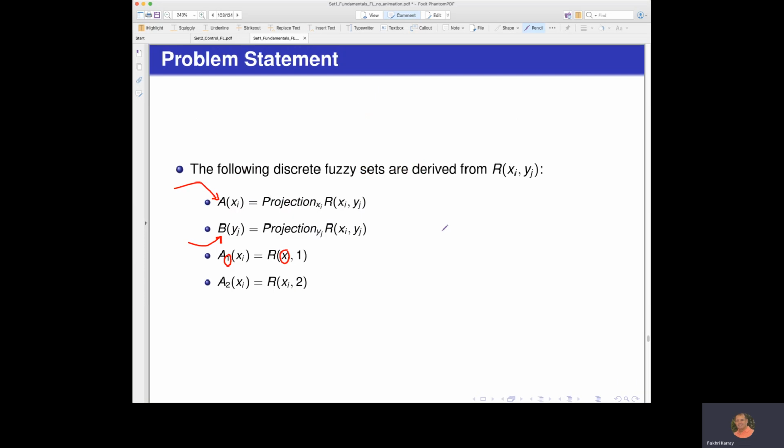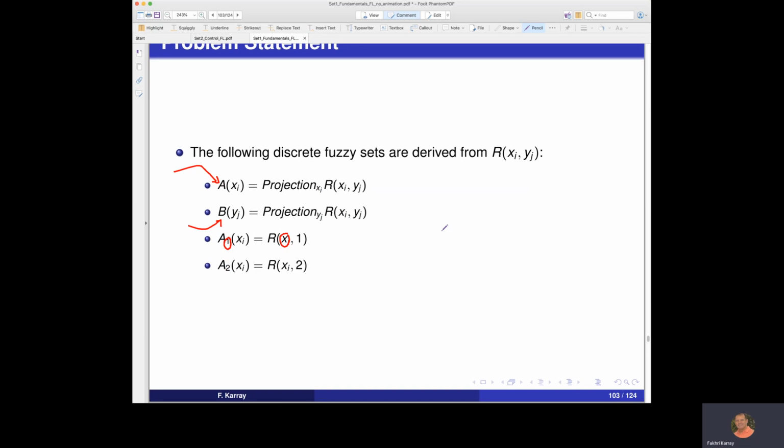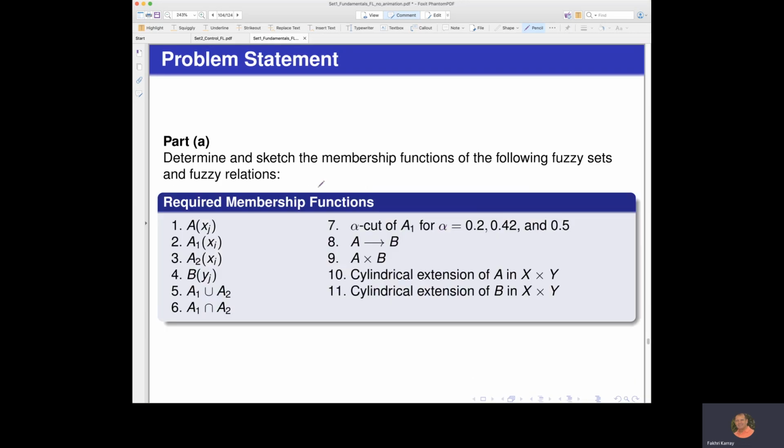Okay. So let's now take these definitions and do some of the operations that we have seen in the course earlier. We would like to have A(xi), A1(xi), which we have just defined, and B(yj). What is the notion of A1 union A2, and A1 intersected with A2? What is the alpha cut for A1?